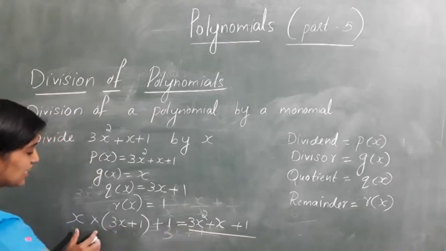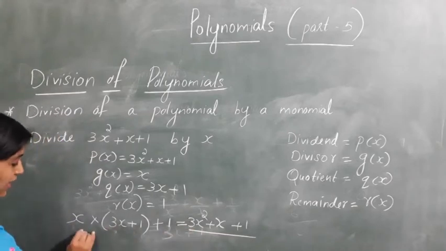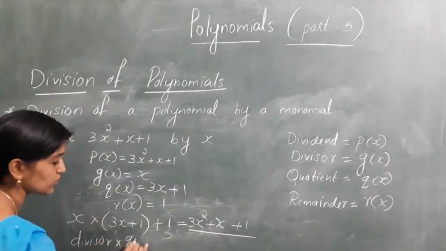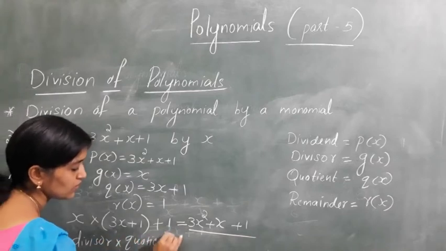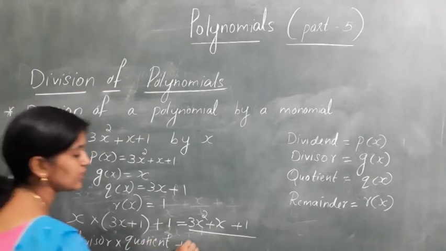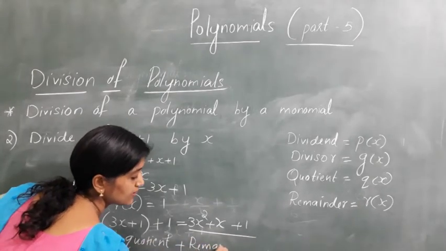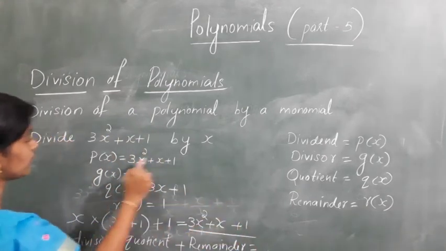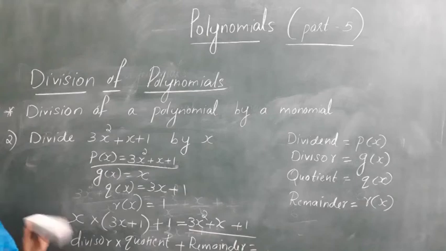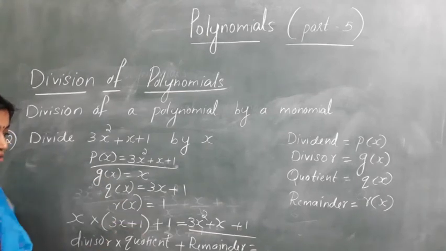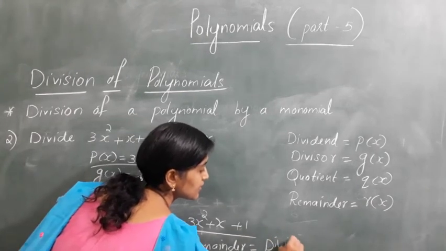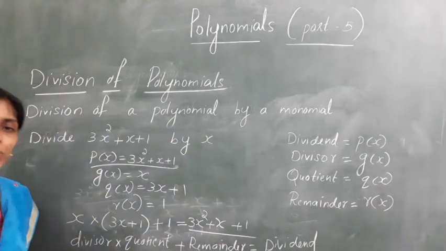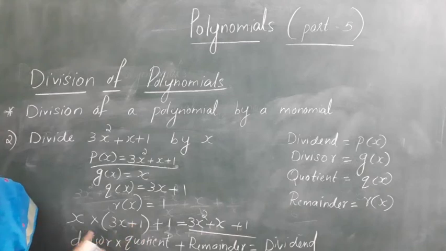So what do you get here? 3x square plus x plus 1. This was our divisor into quotient plus 1, which was our remainder. And we got, see, 3x square plus x plus 1. What is it? That is our dividend. So we got it as dividend. Is it clear? So this is how we divide a polynomial by a monomial.